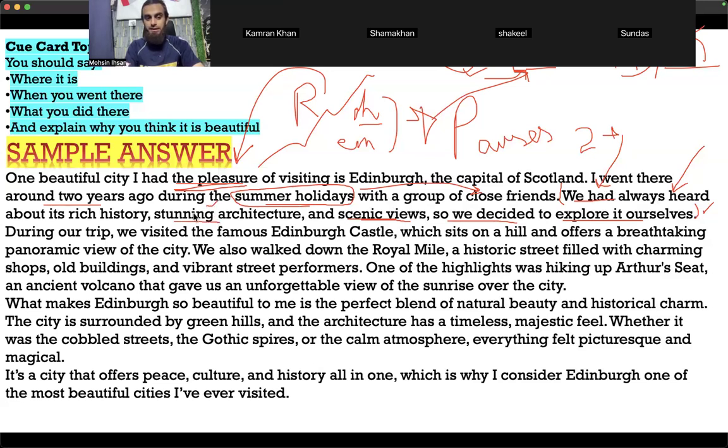Like this: stunning, rich history, scenic views. So these are three words, three different adjectives. These can be used in three different sentences. For example, I can say, we had always heard about its rich history, and that was really astonishing and surprising to visit. Furthermore, it has a stunning architecture, and that was also in our information. To explore it, we also had heard about its scenic views. So you made three sentences with three different adjectives.